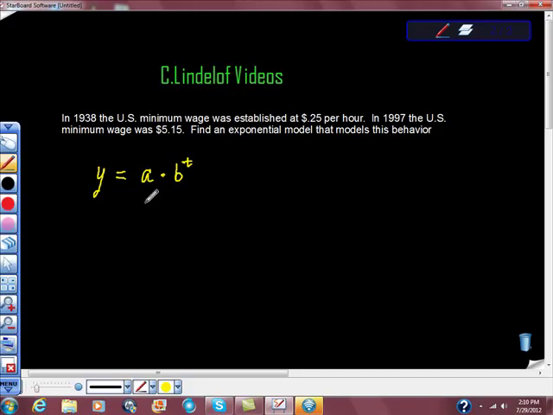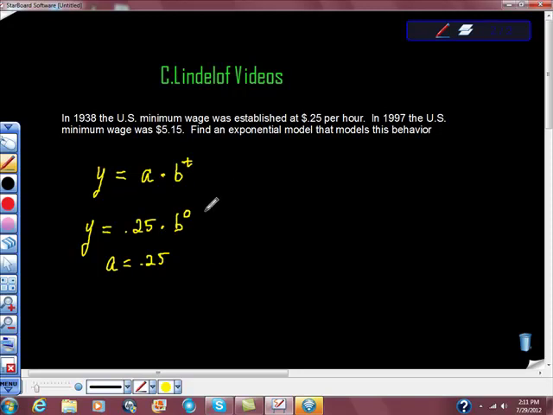Well, a is the initial value, so we can start filling in the blanks here. Our initial value is 0.25 times b, and it's our initial value, so it's when time is 0. In 1938 it's not really time 0, but in this picture that we're looking at, it is time equal to 0. So what we can say here is that a has to equal 0.25, right? So a is equal to 0.25 because we're trying to build this model.